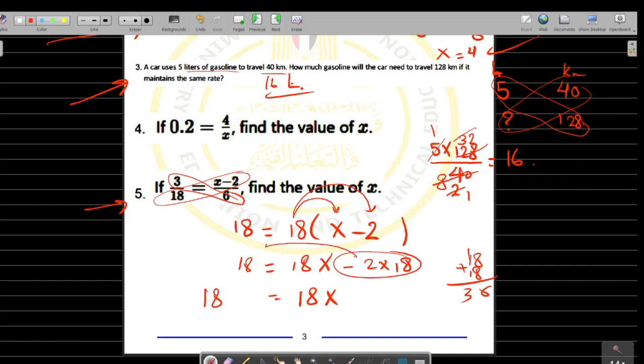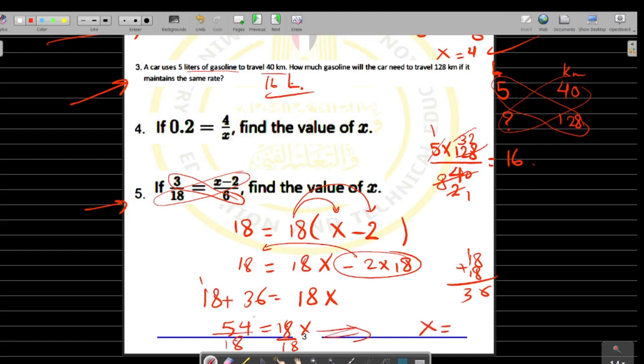Move it to the other side with the different sign, it will be plus 36. It's easy now to solve. This is 24, this is 14, 6 plus 8 is 14, carry 1, so it will be 54 equal 18x. Now let's get x alone, divide by 18, divide by 18, and you will get the answer.